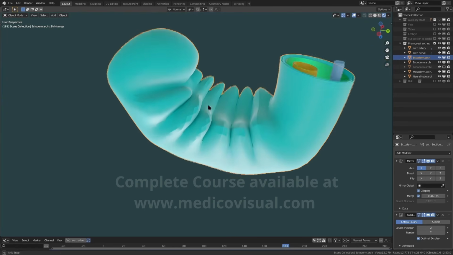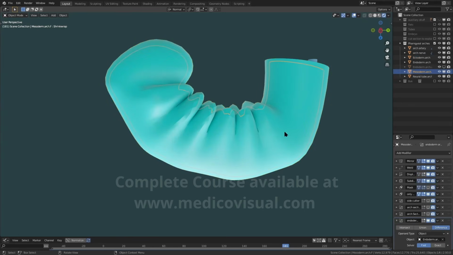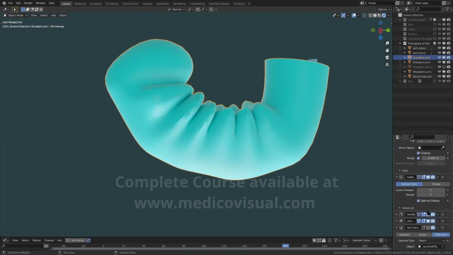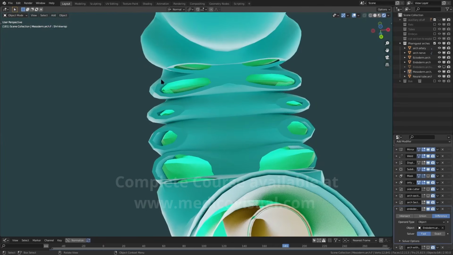So let's cut a section of these arches from here. Let's cut a section here and let's see what happens. So here is the ectoderm. Let me cut it. So now here I have cut a section. Now you may be thinking that here this wall is ectoderm, right?